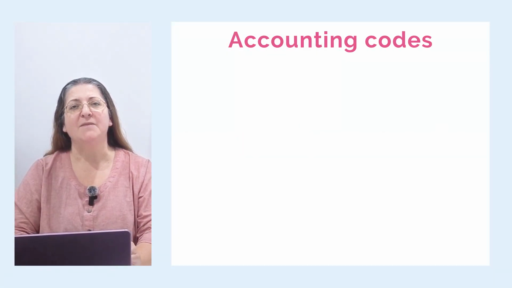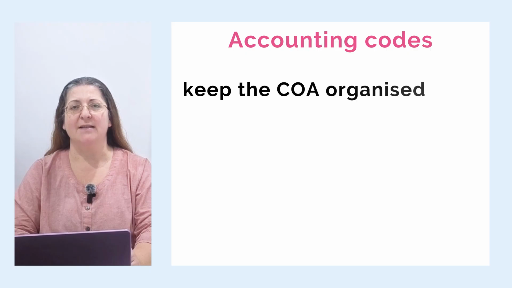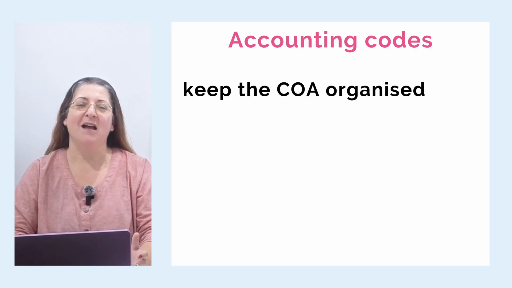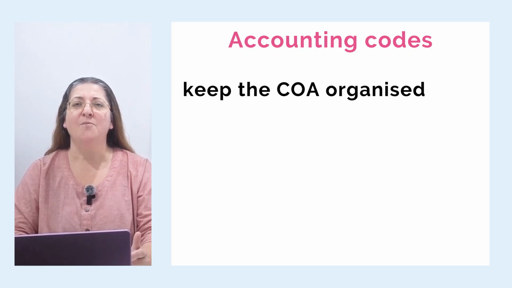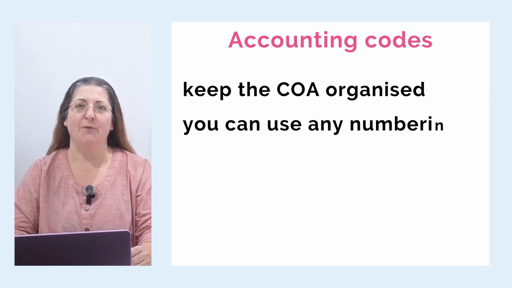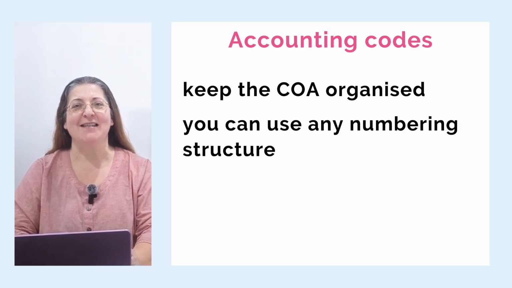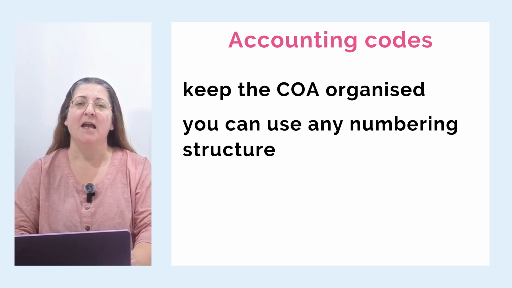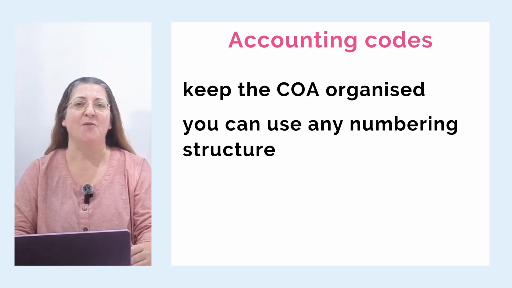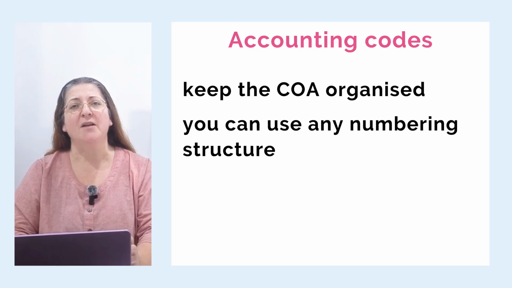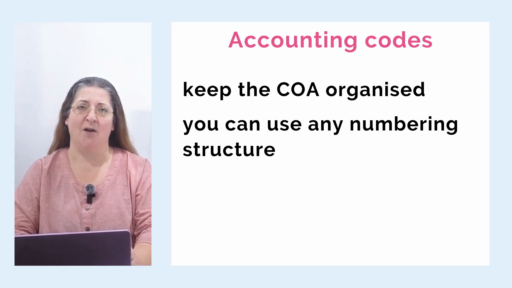Let's talk about the codes. The account code helps keep the chart of accounts organized. In some countries, it may be otherwise, but in Australia, the numbering structure is totally up to you. You can use 3 digits, like in the standard chart of accounts, 4 or 5 digits, or any other consistent system that works for you and your business. Some businesses arrange their accounts alphabetically within each category. Others group similar accounts together using account codes.